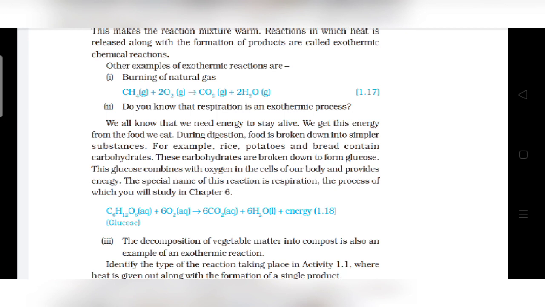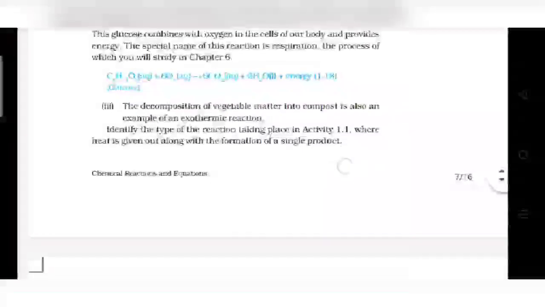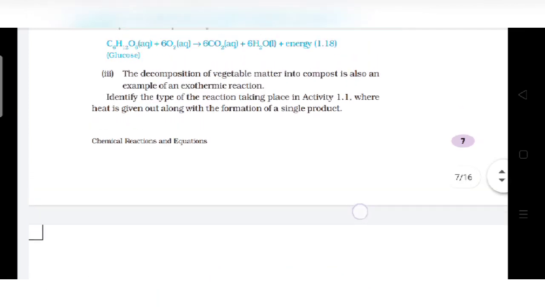Okay, the simple reaction is given. Glucose, when it comes in contact with oxygen, forms carbon dioxide and water, and energy is released at last. This we will discuss in chapter 6 in detail. Another example of an exothermic reaction, in which heat is evolved at last, is decomposition of vegetable matter into compost. So these are the first, combination reaction examples.